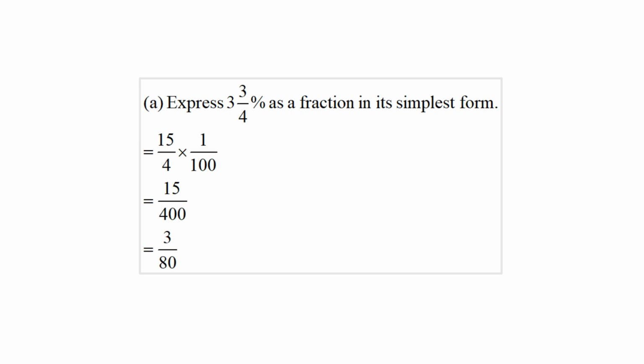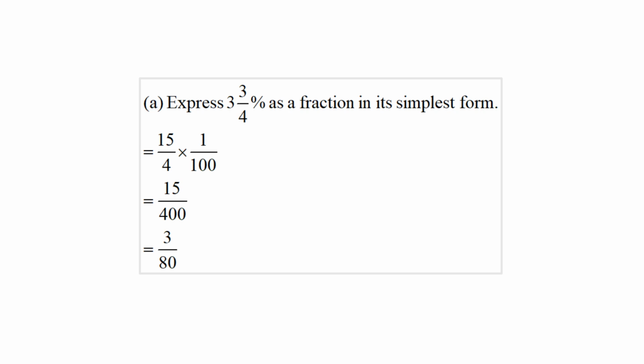Question 5. In part A, express 3 whole 3 divided by 4% as a fraction in its simplest form. To convert this mixed number into a fraction, we start with multiplying 4 into 3 and then adding 3, making 15 over 4. That is an improper fraction. Now, we have 15 over 4%.